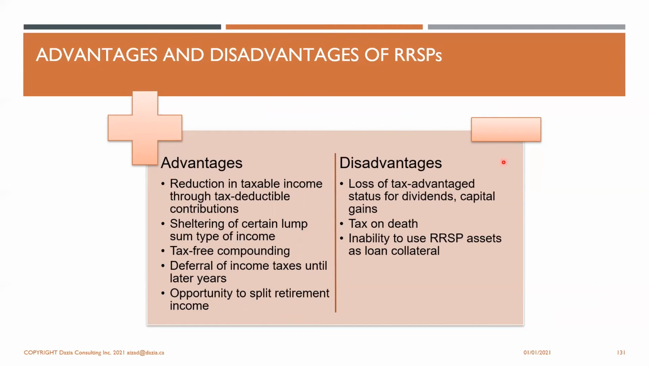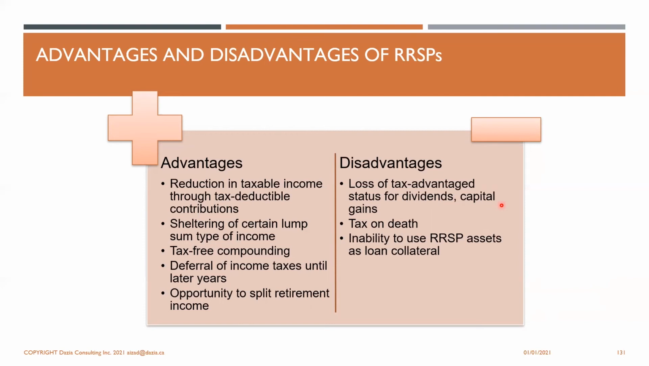Disadvantages are that you cannot get the benefit of tax advantages of dividends and capital gains. Capital gains, as you recall, are 50% taxable if in a non-registered account, but in the RSP, 100% is taxed. Same thing for dividends. There was a dividend tax credit. Here, if you have stocks in an RSP and you get dividends, you do not get any tax benefits of getting that dividend within the RSP. When you take out the money, you will pay taxes 100% on it.